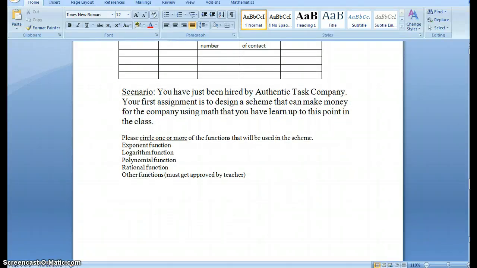So please circle one or more. They can use one equation or no more equations: exponential, logs, polynomial functions, rationals, or other functions. That can be step functions. That can be any kind of functions that we learned up to this point. I'll let them do it. They must create like a pyramid scheme, but not quite a pyramid scheme. I kind of want them to think outside the box here. Alright?